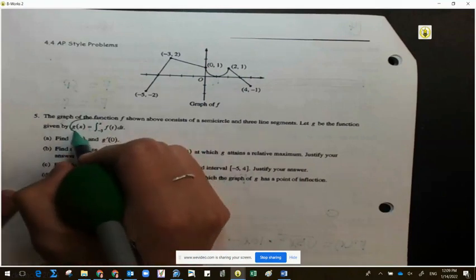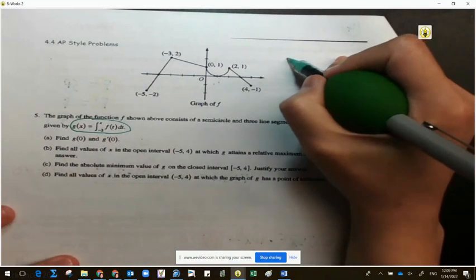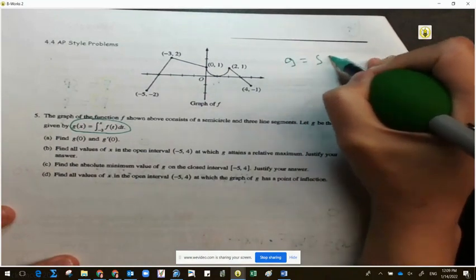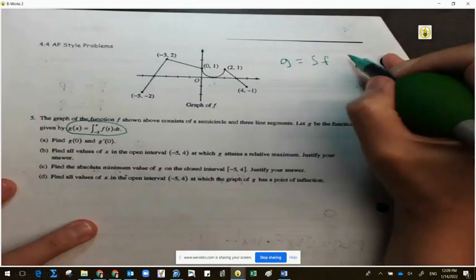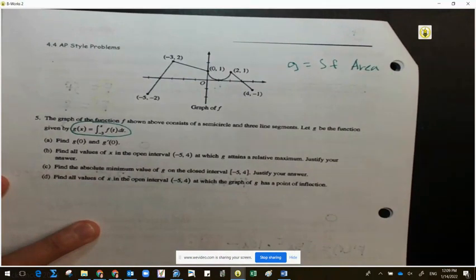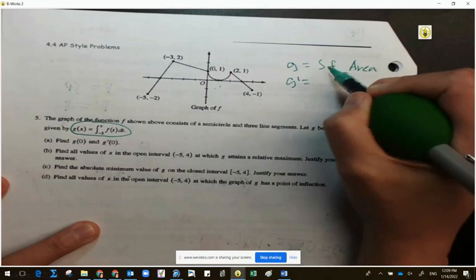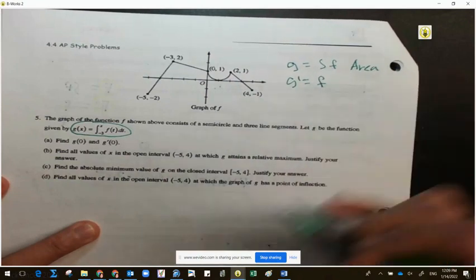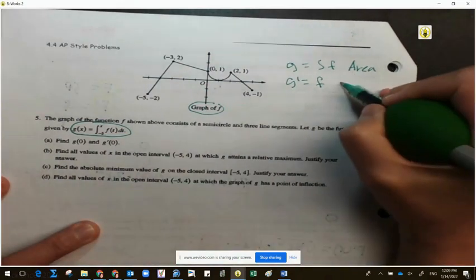All right, so let's let this be the judge of what everything is about. We have g is the integral of f, and so far every integration was the area under the curve. So if I find the derivative of g, that's undoing the integral, which is our f. And if you notice, the graph is the f, so that is our y value.